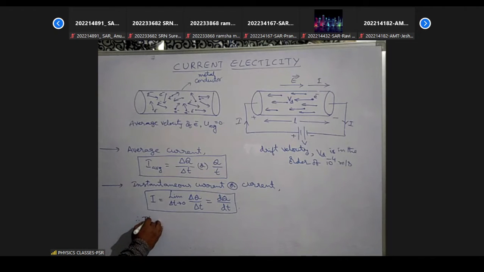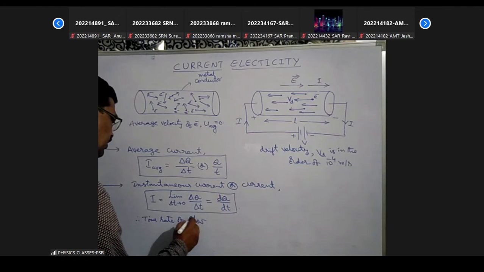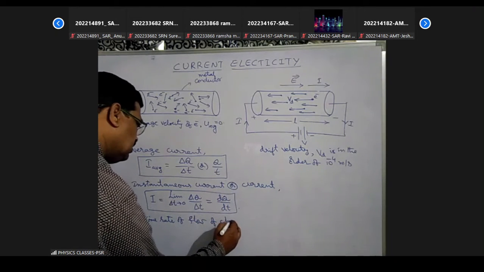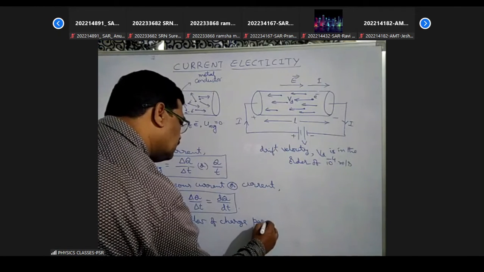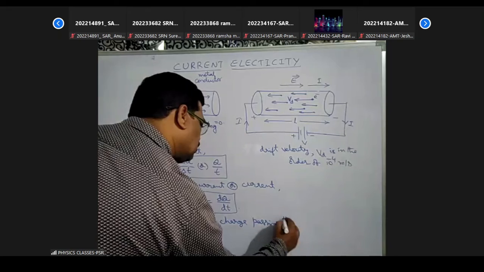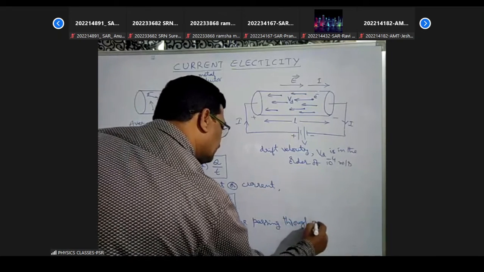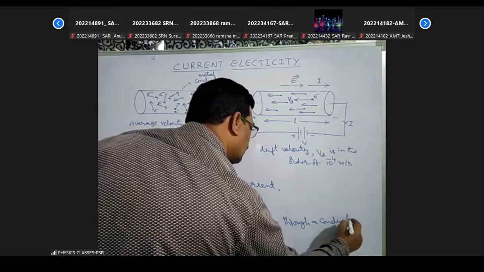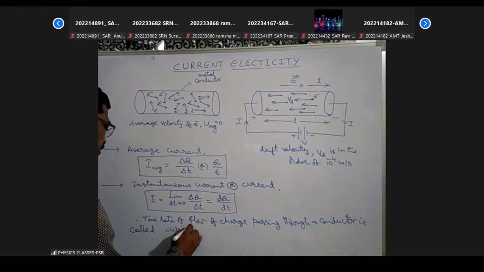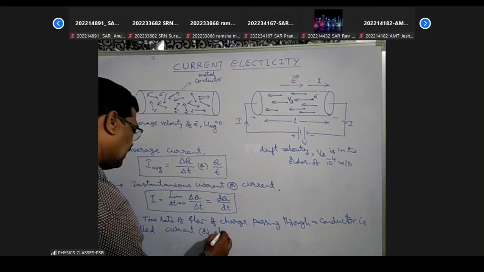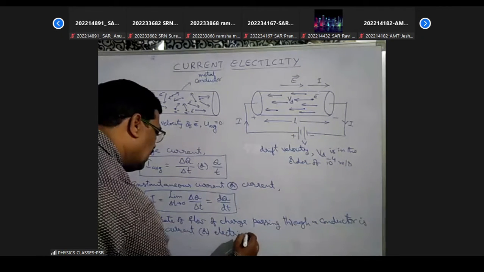Therefore, the time rate of flow of charge passing through a conductor is called current, or simply electric current.